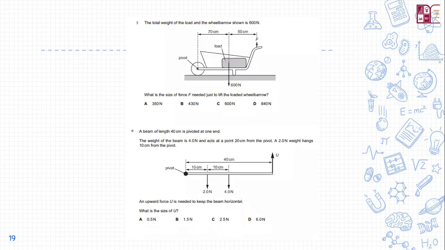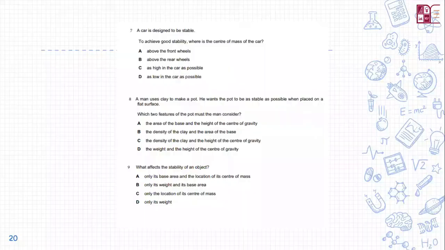All right, so moving on to the next, the 6th question is also the same. You're going to look at the clockwise equals the anti-clockwise forces. 2 into 10 plus 4 into 20 equals U into 40. And then you can go on to find the answer of this question as well.